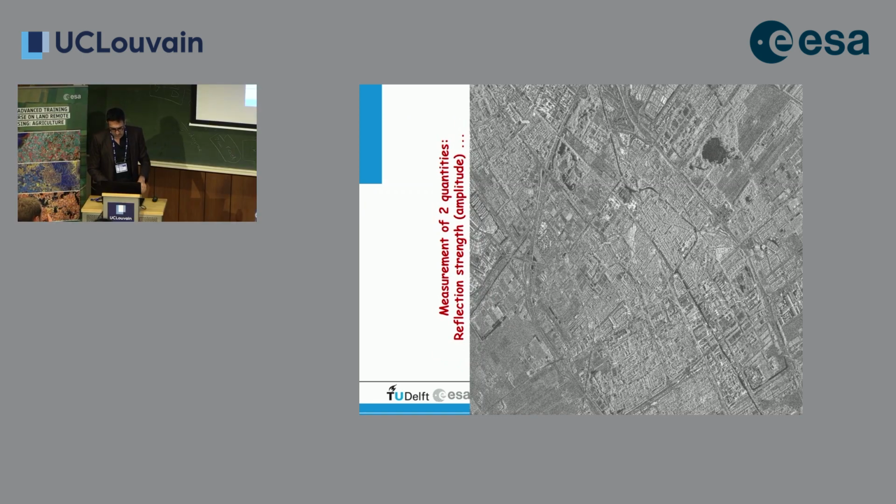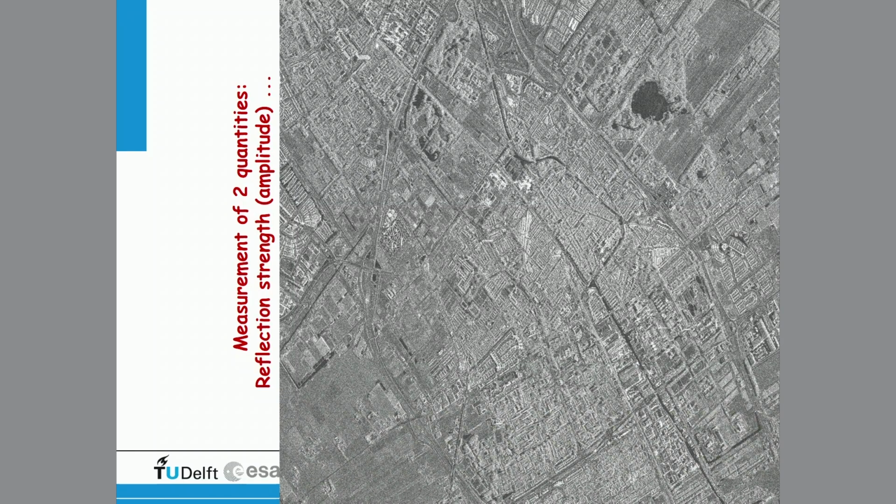Okay, let me see. So this is a picture of the city of Delft in amplitude. This is a picture of Delft in the phase, right? Beautiful, huh? This is my city.